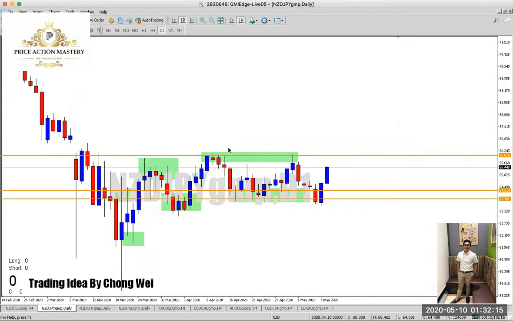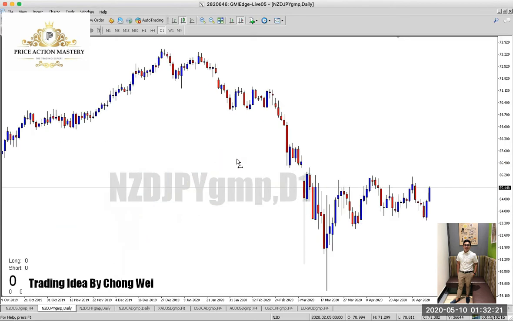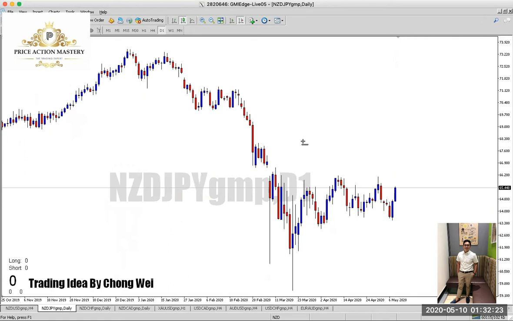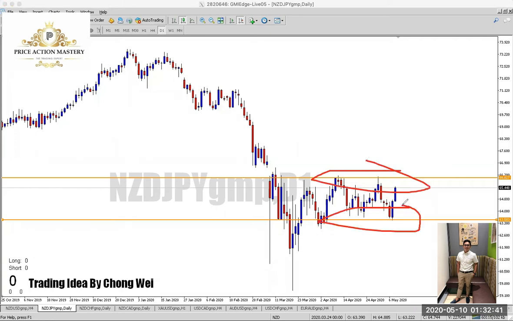Another one will be New Zealand yen, which is just playing in a range market. You can see a very clear range here. We know that sellers are going to sell here and buyers are going to buy here. So you just wait for the market to reach this level and look for a short opportunity.